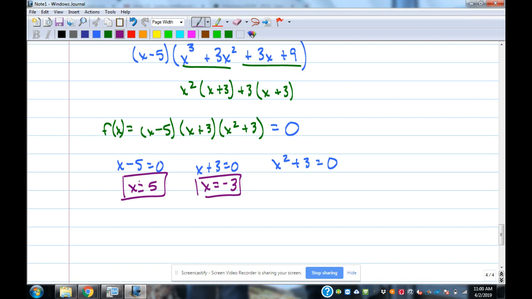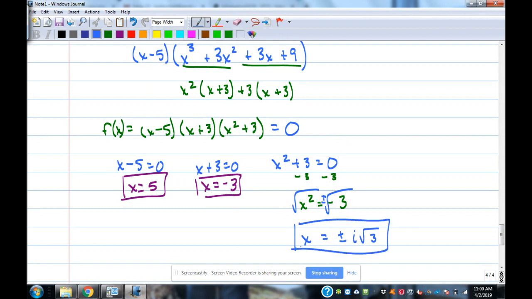How do we solve that? What's one option? Move the 3 over. Yeah, I can move the 3 over. Subtraction. So x squared is equal to negative 3. And then I would take the square root. And on the side with the number, got to put the plus and minus. So plus or minus, and because it's a negative, it'd be i radical 3. Remember, 3 doesn't have a square root. That's nice, so we're going to leave it in there. So plus or minus i radical 3.